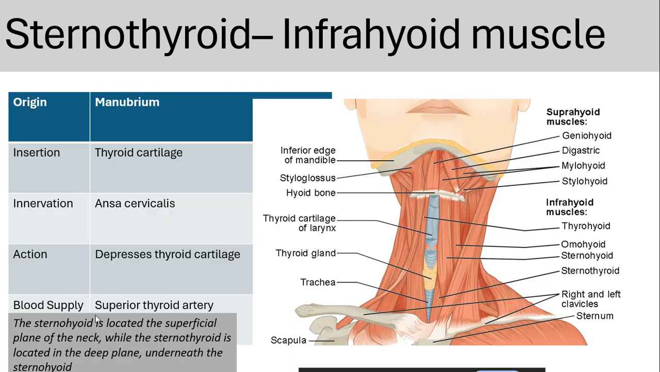So there is a difference between sternohyoid and sternothyroid. This is sternothyroid, and what we learned before was sternohyoid. Sternohyoid is right here. This is sternothyroid. As you can see, this is in the deep plane. It's really deep. And sternohyoid is superficial. This is sternohyoid. This is sternothyroid, this is sternohyoid, and that's omohyoid. It goes like this. And this is thyrohyoid. This is a deep plane muscle, whereas sternohyoid is a superficial plane muscle.